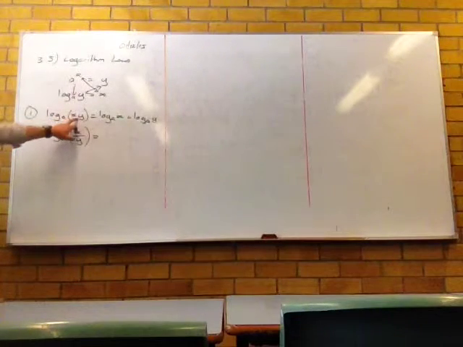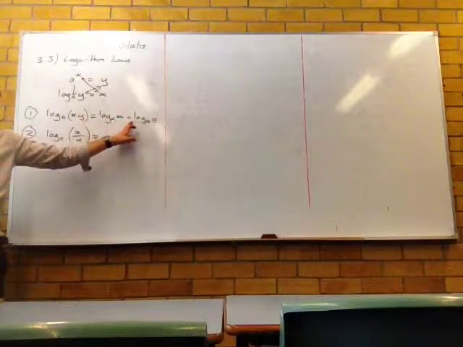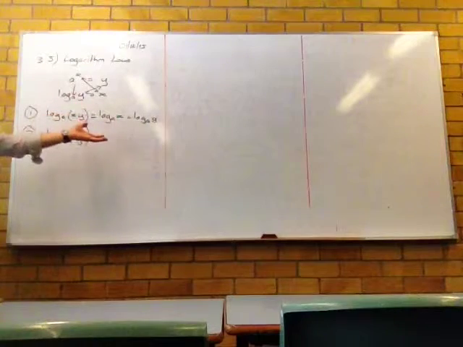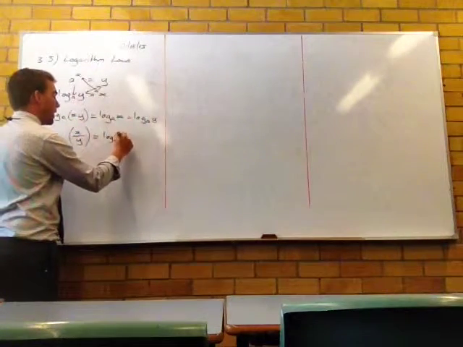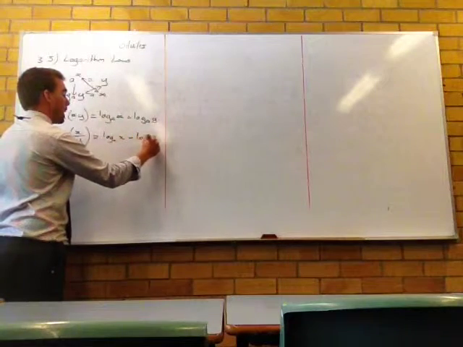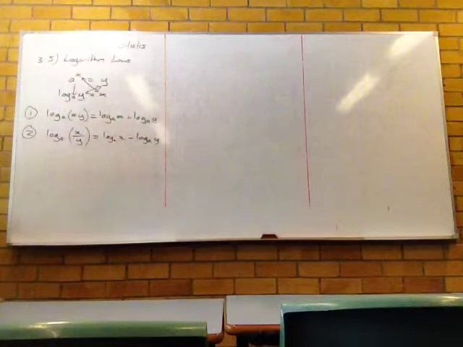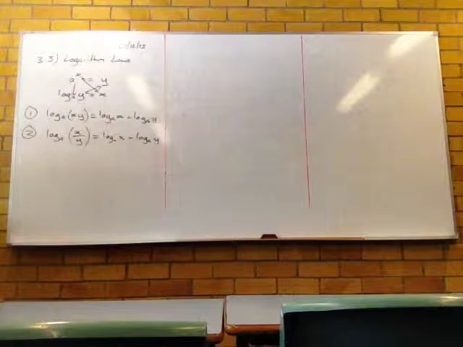So if the multiplication results in an addition, a division will result in a subtraction. So log base A of x, take away log base A of y. These are all in your notes.